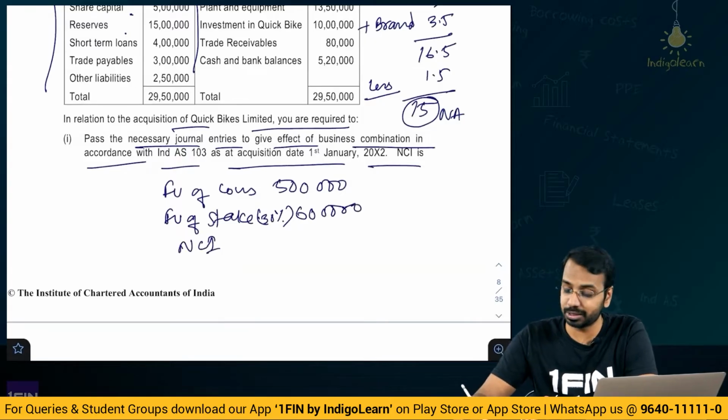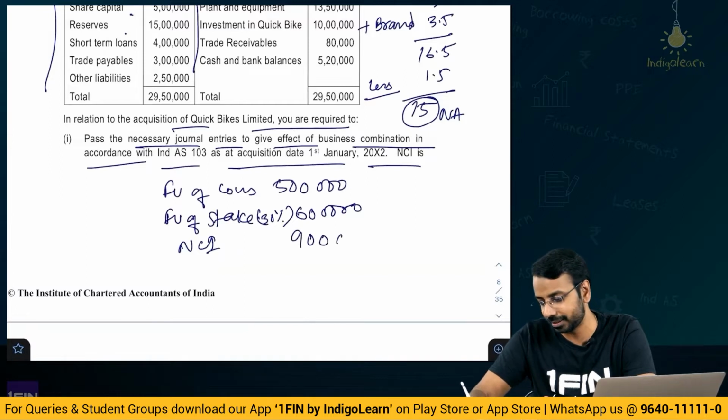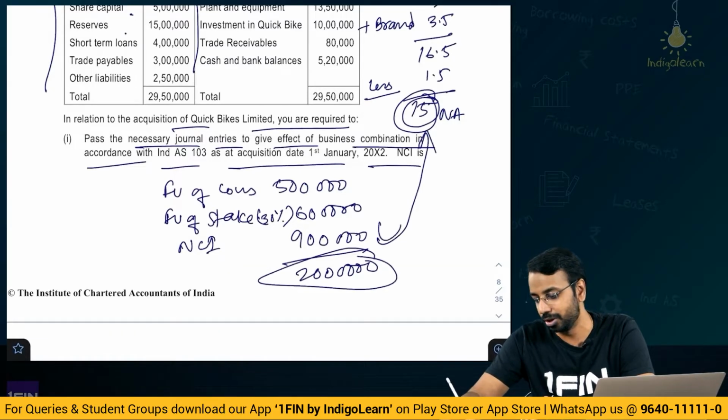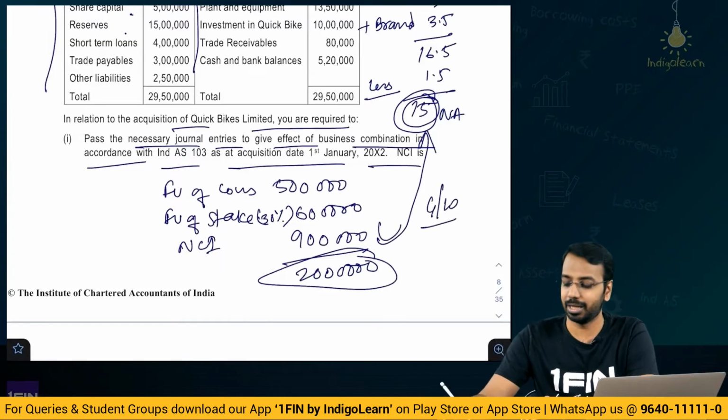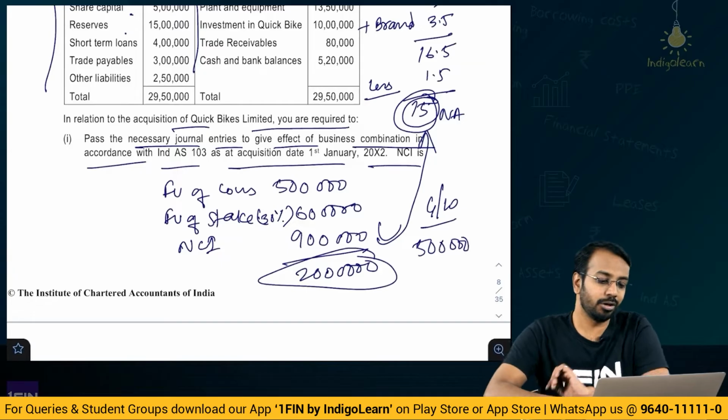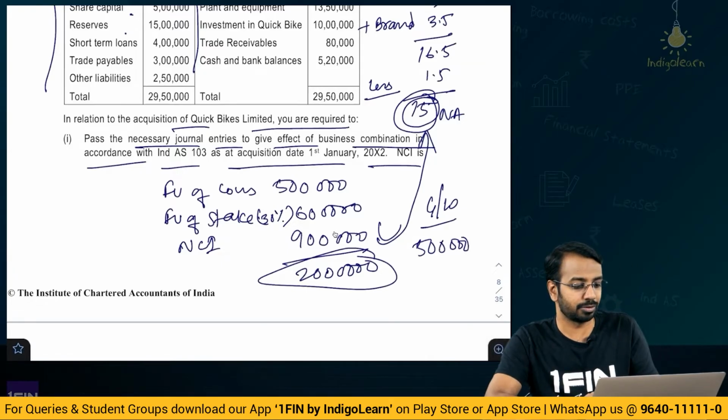NCI is how much? NCI we calculated 9 lakhs. So total of this is 20 lakhs. Right? This is 20 lakhs, this is 15 lakhs. The difference between these two is your goodwill. How much is goodwill? 5 lakhs is your goodwill. Right. So let's see how do we provide the solution for this.